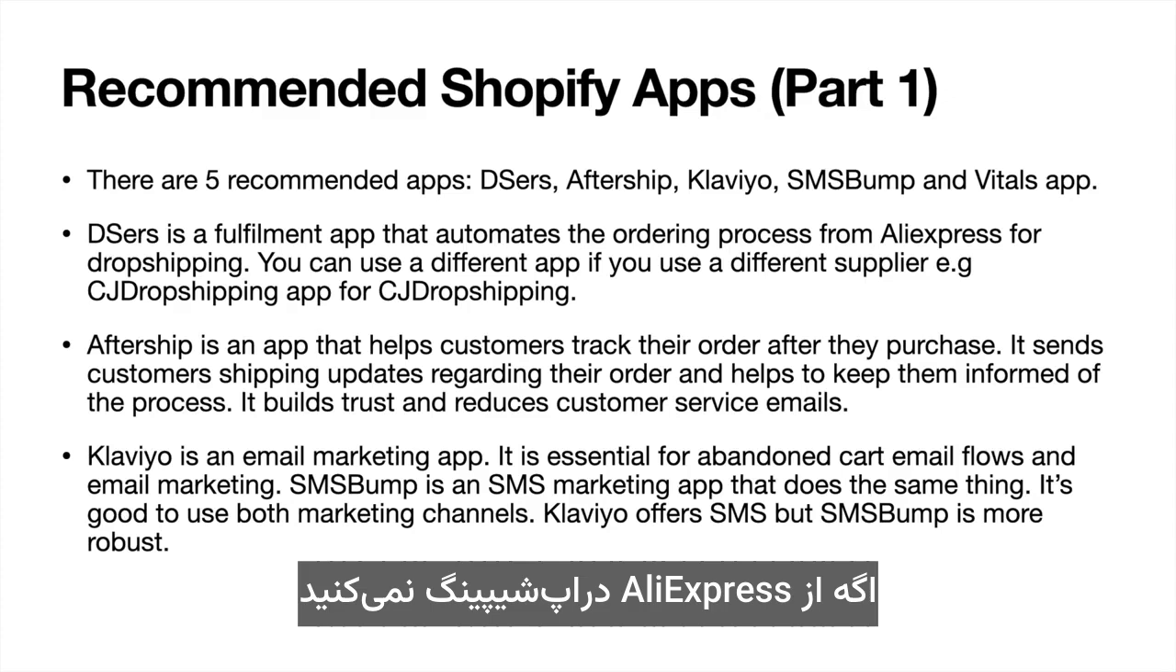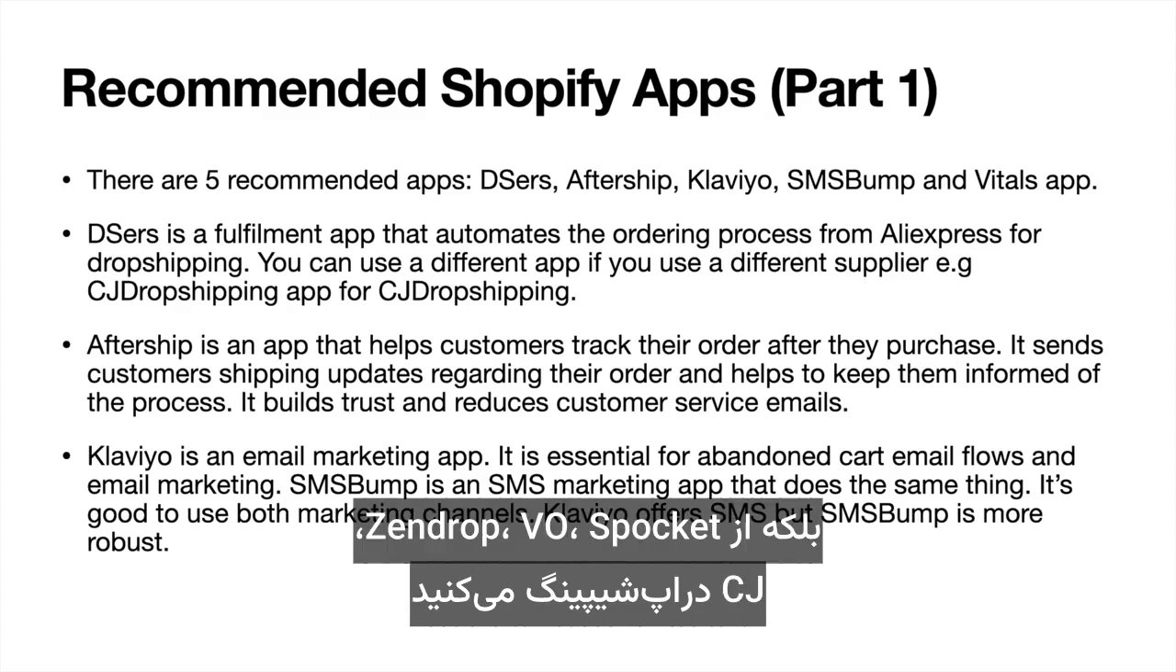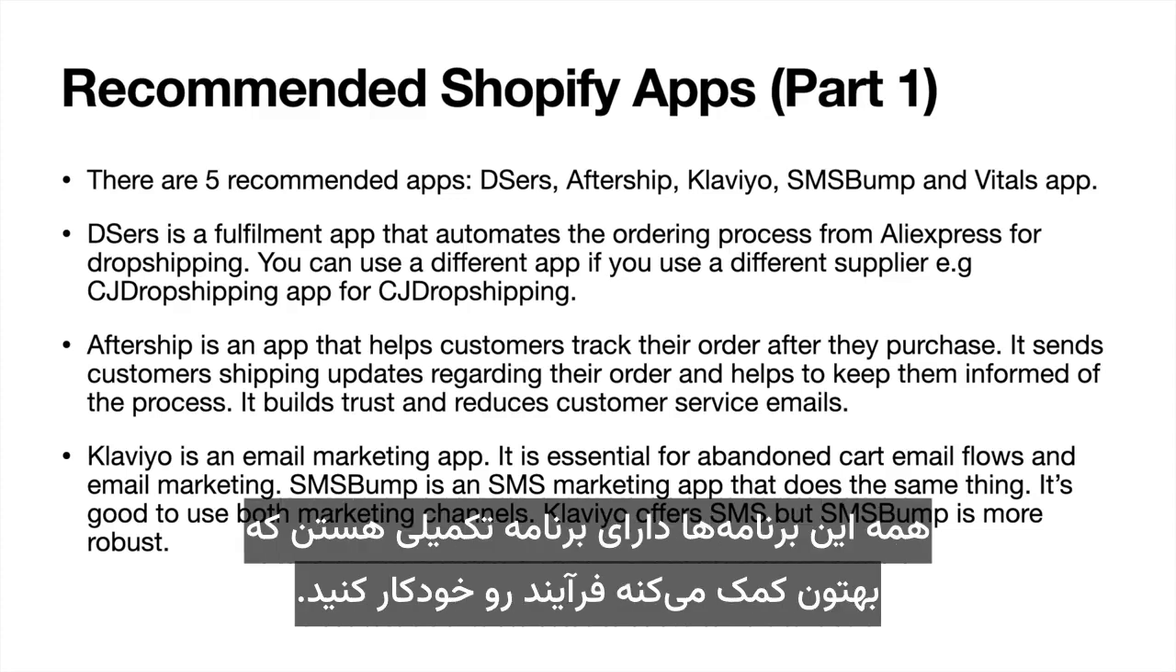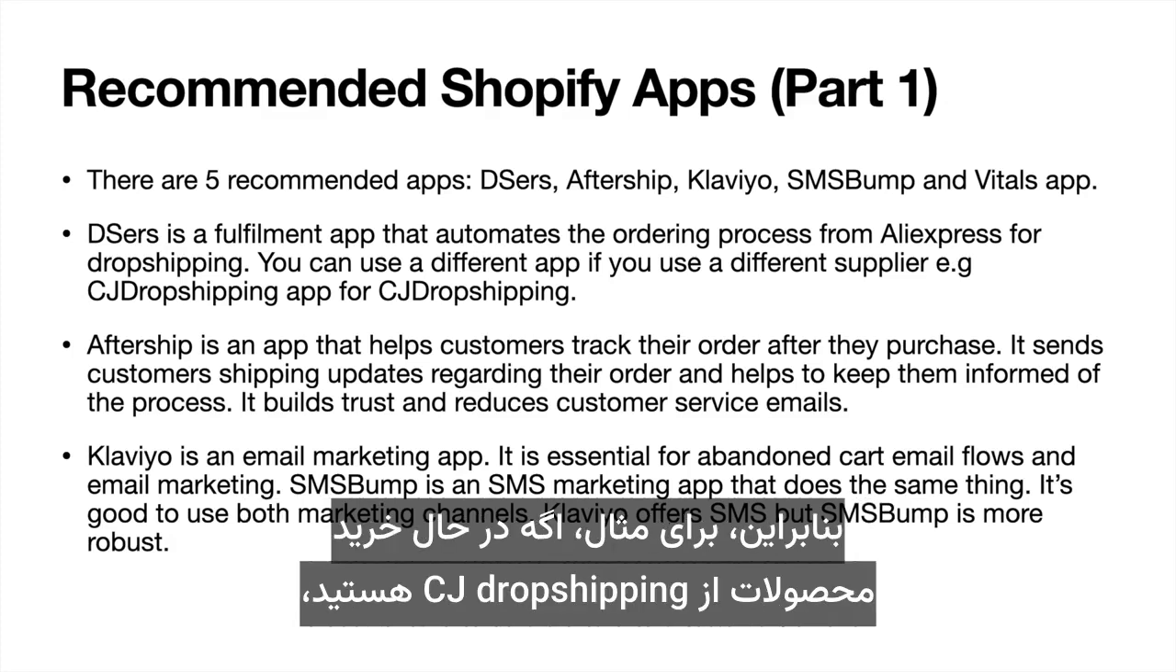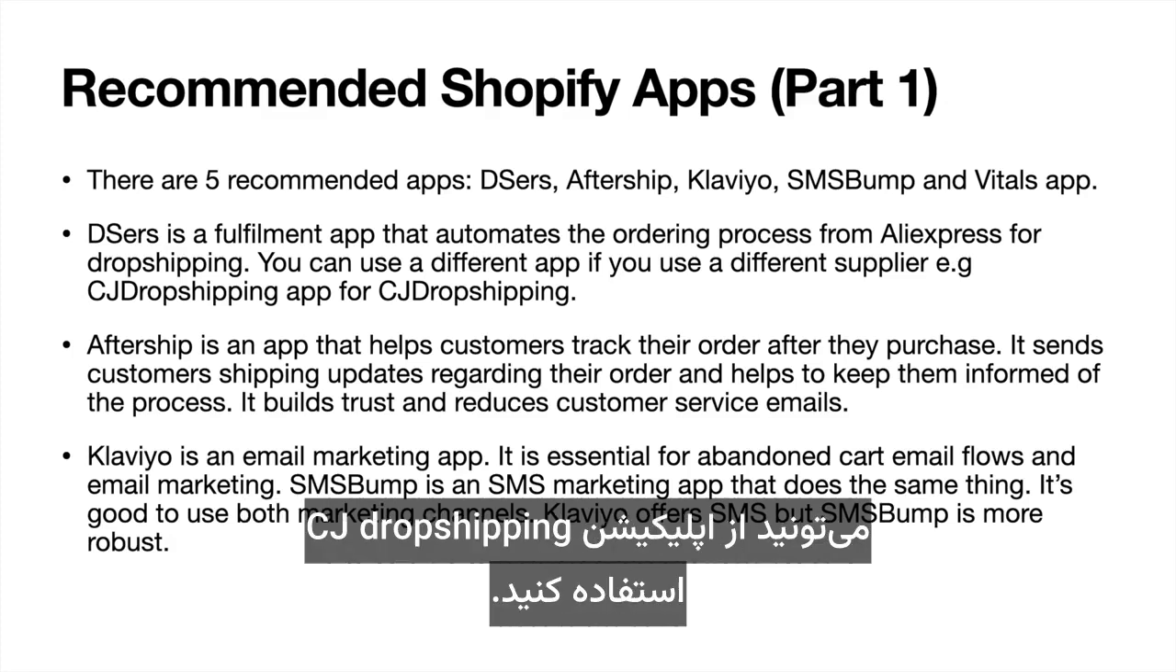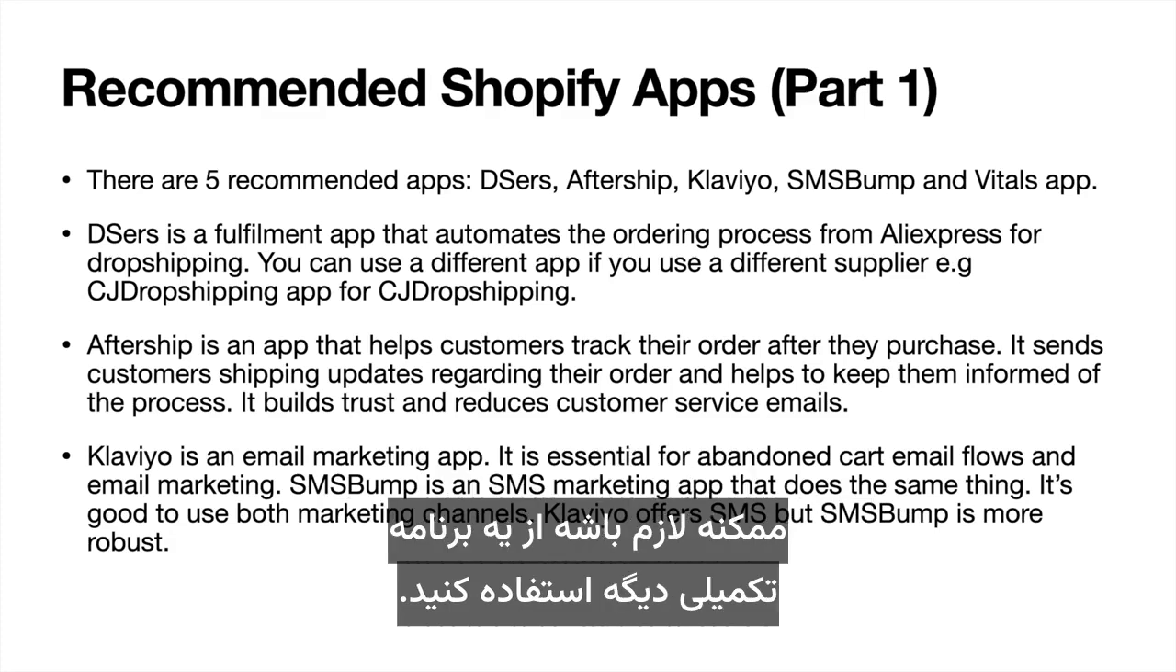If you're not dropshipping from AliExpress, if you're dropshipping from CJ Dropshipping, Spocket, Weo, Zendrop, all of these apps have their own fulfillment app that helps you automate the process. So for example, if you're buying products from CJ Dropshipping, you can use the CJ Dropshipping app. Depending on your supplier, you might need to use a different fulfillment app.